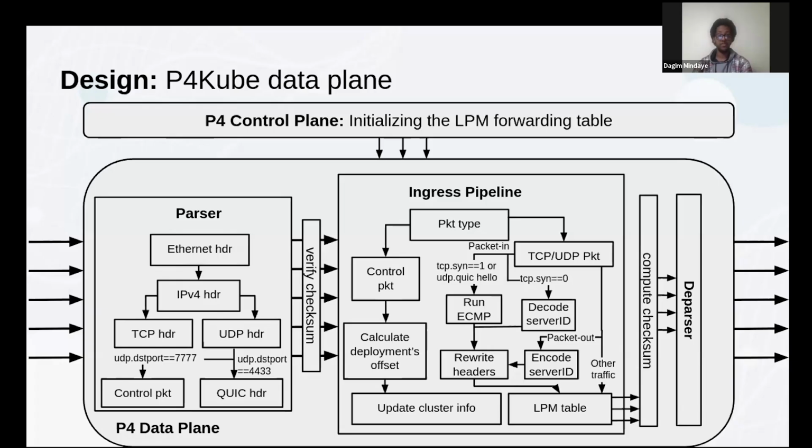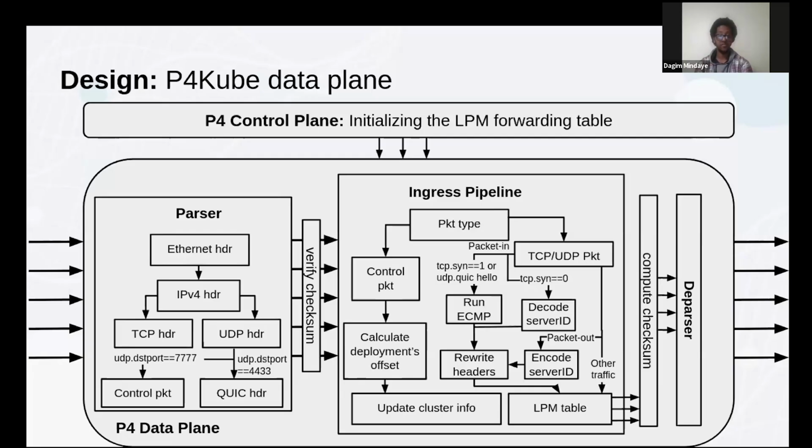And then we have our data plane. This is where most of our project logic will be happening. So we have packets coming in from the left to our parser, and then it has the Ethernet header going all the way down, IPv4 header, and then the TCP header, and then here it checks the destination ports. For example, here you see the UDP destination port. If it's 7777, it knows that it's a control packet and it starts treating it accordingly, and it knows it's not any other ordinary packet that's coming in.